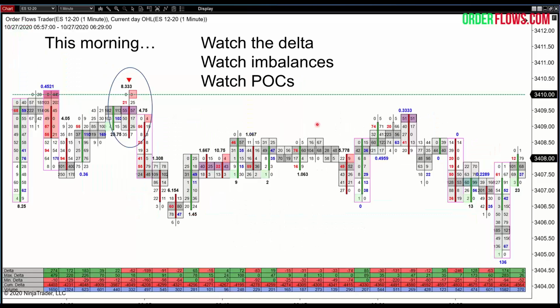This was this morning, okay? This was the high of the day at 34.10. And there's actually a couple of imbalances. This was the first one here, just after 6 o'clock this morning. There was one a little bit later, around 6:40.